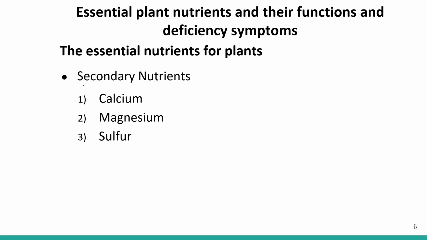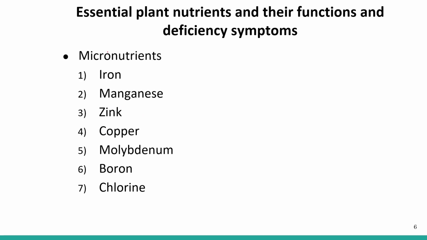The secondary nutrients for the plant are also important nutrients: calcium, magnesium and sulfur. These are the three other essential nutrients required by the plants. There are also some micronutrients, like iron, manganese, zinc, copper, molybdenum, boron and chlorine.